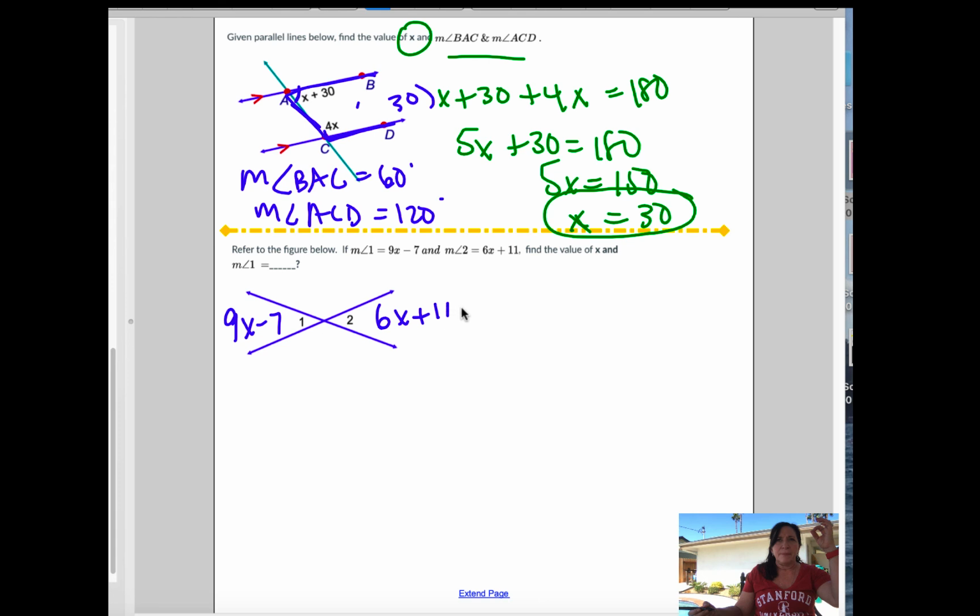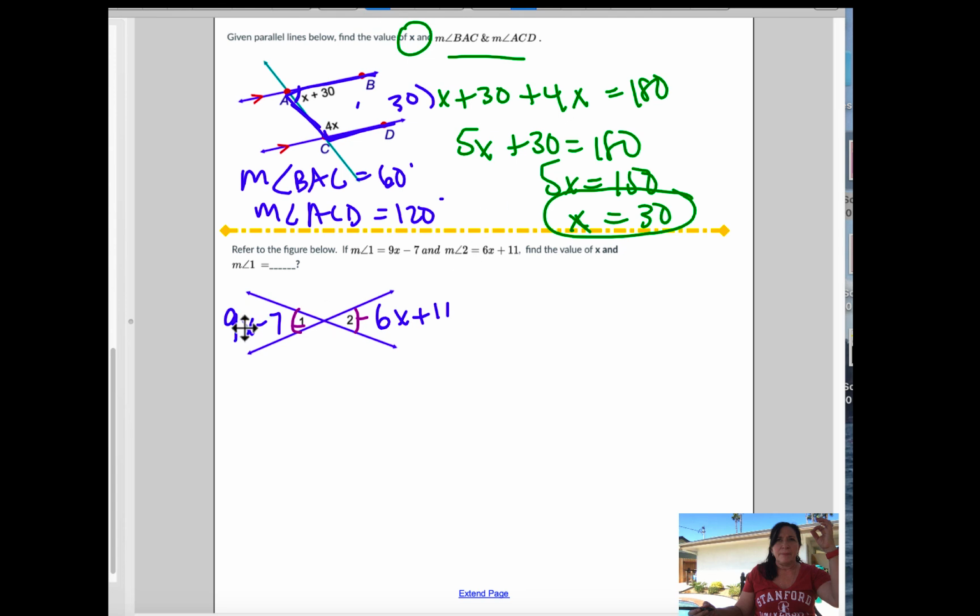Now, note to self, what kind of angles are these? These angles right here are what we call vertical angles. We don't need parallel lines. We don't need a transversal. They're just any angles that cross. Those are vertical angles, the opposite sides, right?